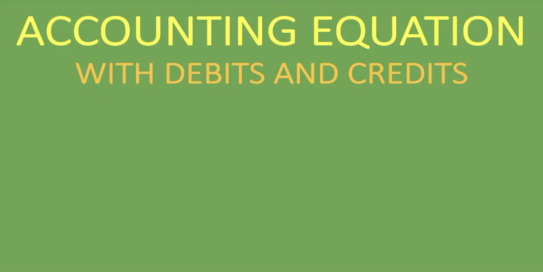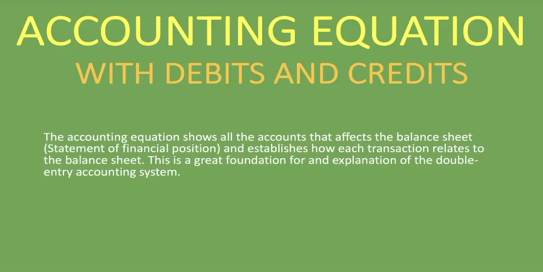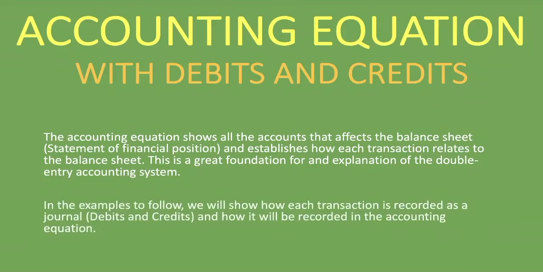So what did we say about the accounting equation? Well, the accounting equation shows all the accounts that affect the balance sheet, that is the statement of financial position, and establishes how each transaction relates to the balance sheet. This is a great foundation for an explanation of the double entry accounting system. In the examples to follow, we will show how each transaction is recorded as a journal, that is debits and credits, and how it will be recorded in the accounting equation.